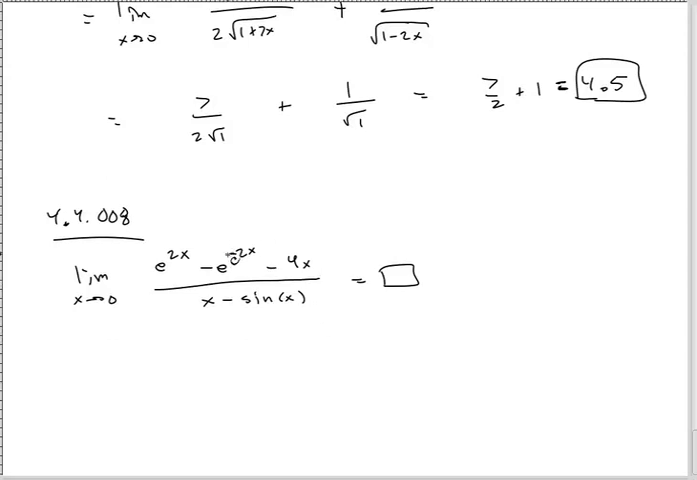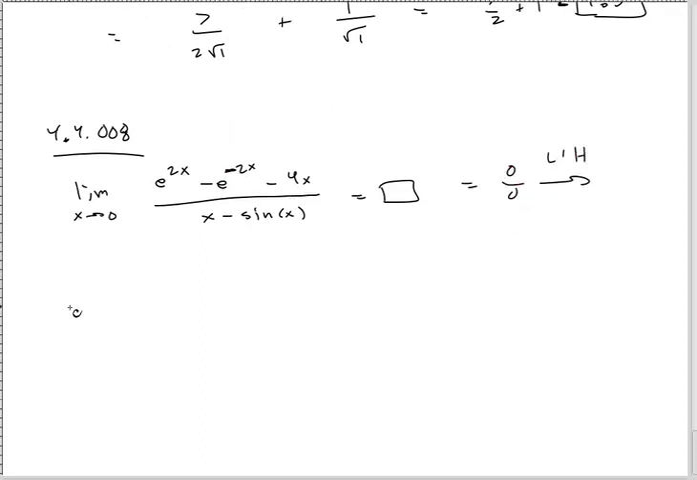And so, what do we do to get this done? First, if I plug in the 0 everywhere, I got 1, 1, and a 0, 0, and a 0. So ultimately, that's going to be a 0 of a 0, and L'Hopital's. Now, let's do it again.